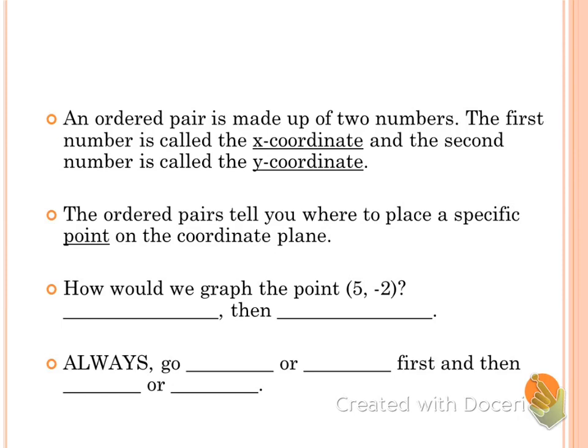So in order to graph the point 5, negative 2, the first number tells us where to move in the x direction or along the x-axis. The second number tells us how to move along the y-axis. So in order to graph that, we are going to need to move right 5, then down 2. We always start from the origin.